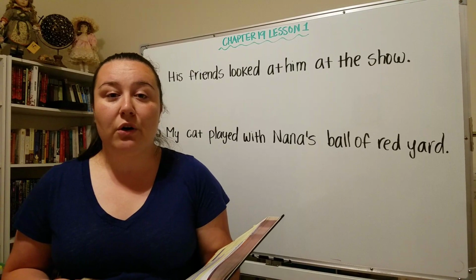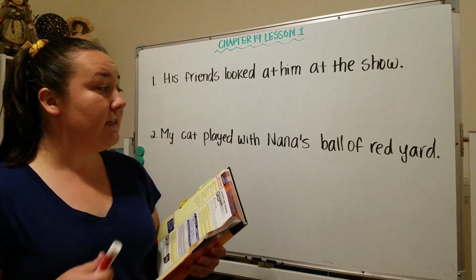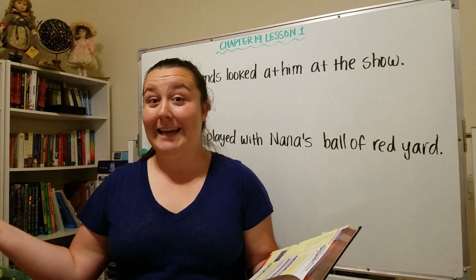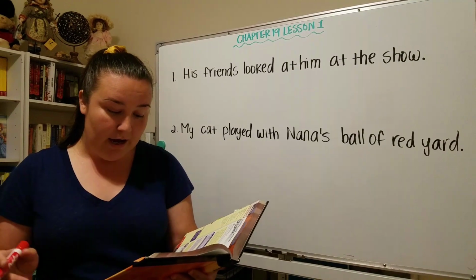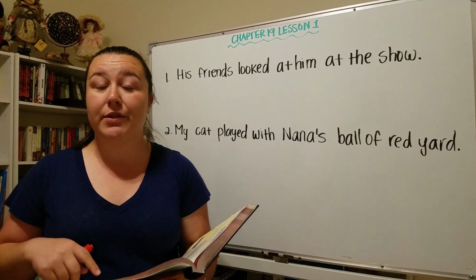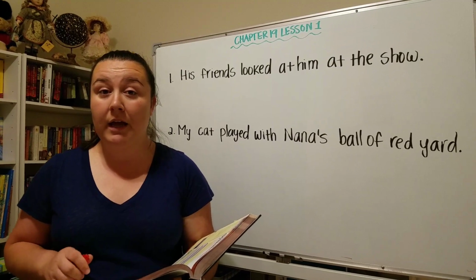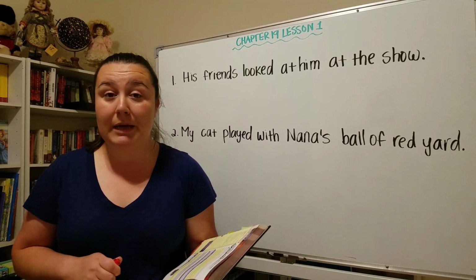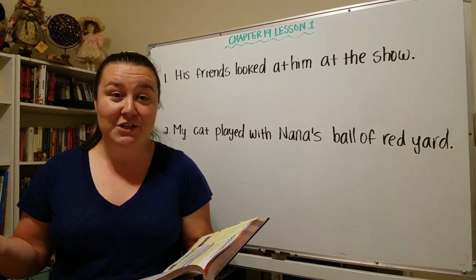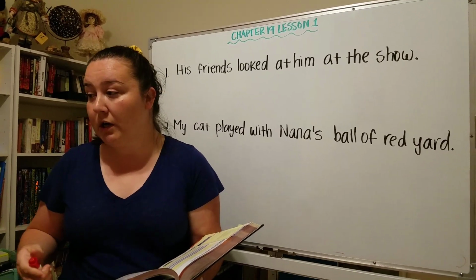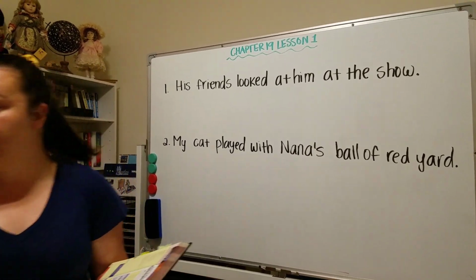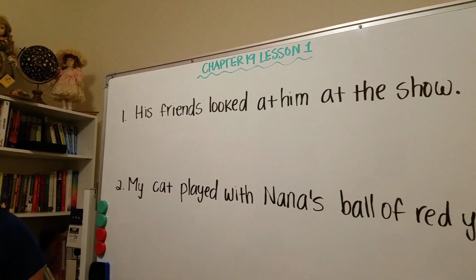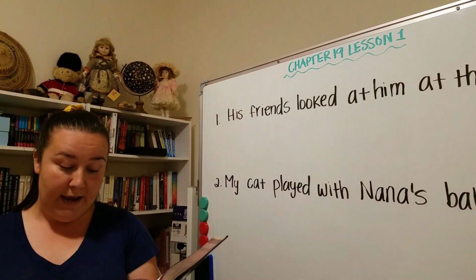All right, so let's classify 2 sentences using the things that we've been learning the past 18 chapters. I'm only going to classify 2 out of the 3 sentences given in the book. You're more than welcome to do the 3rd sentence on your own, and you can always email me a picture of it if you have any questions. We'll start with the first sentence: his friends looked at him at the show. Who looked for him at the show?